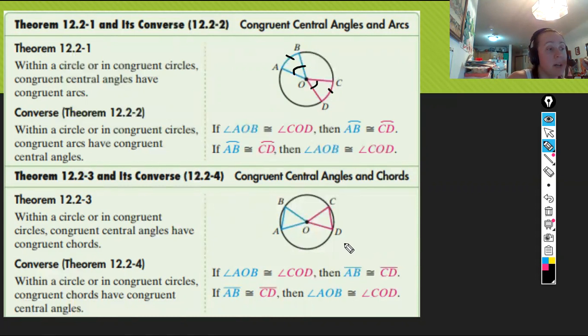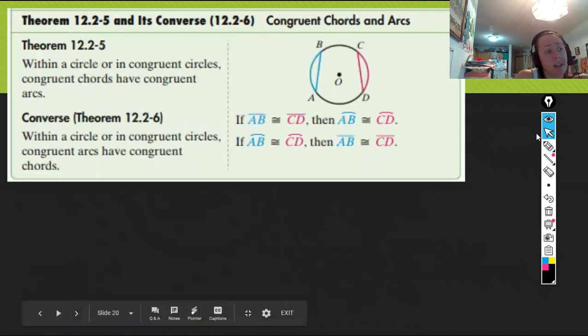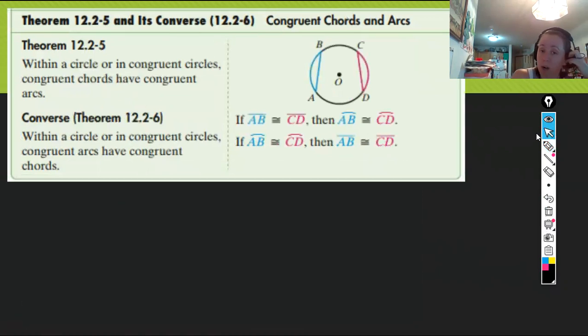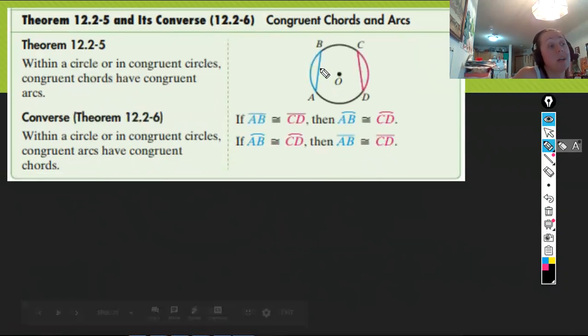This one tells us, it's kind of the same deal. If you have two central angles that are congruent, then the chord that is made when you connect them is also congruent. So basically, in all these circles, if one side's congruent, the other one is as well. And then congruent arcs equal congruent chords. That's what this is saying. If you have two chords that are congruent, the arcs are also congruent.